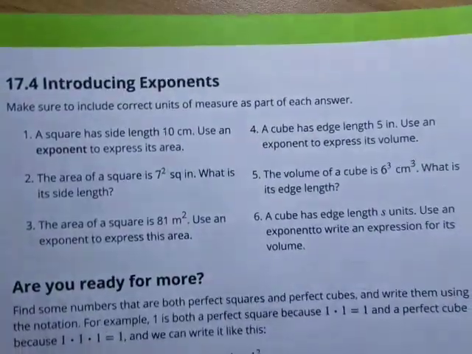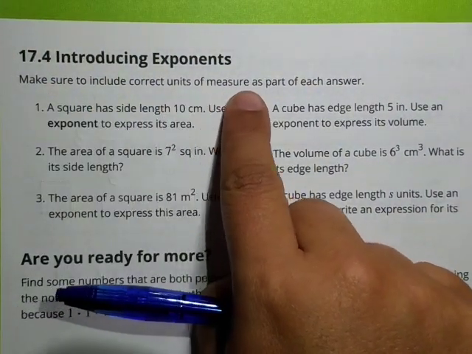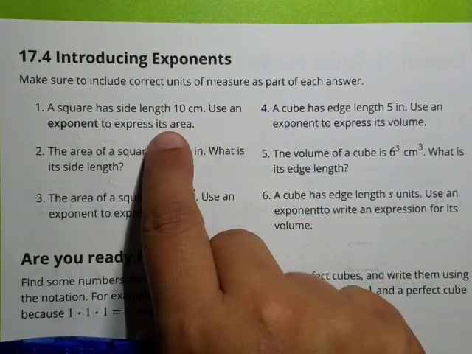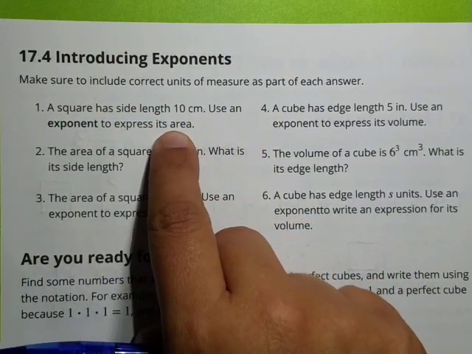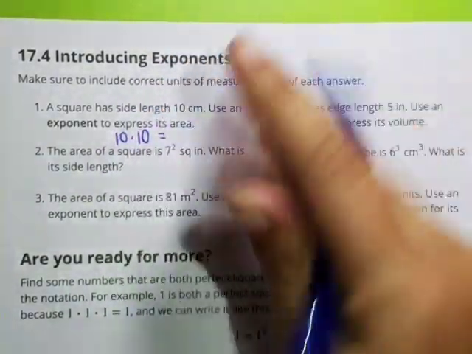17.4. We're going to make sure to include correct units of measure as part of each answer. So a square has a side length of 10 centimeters. Use an exponent to express its area. Area is length times width. So we're going to say 10 times 10, but we're going to write that with an exponent.